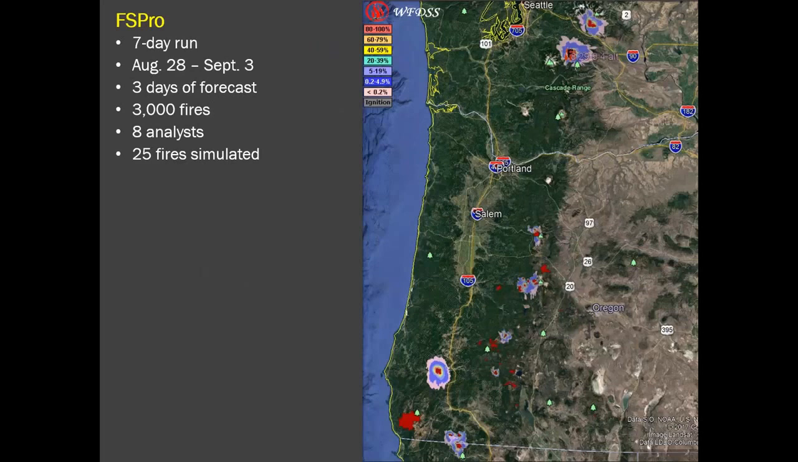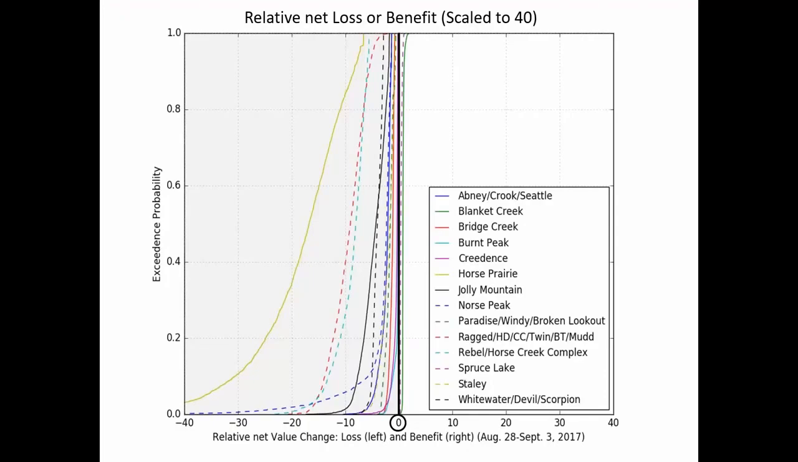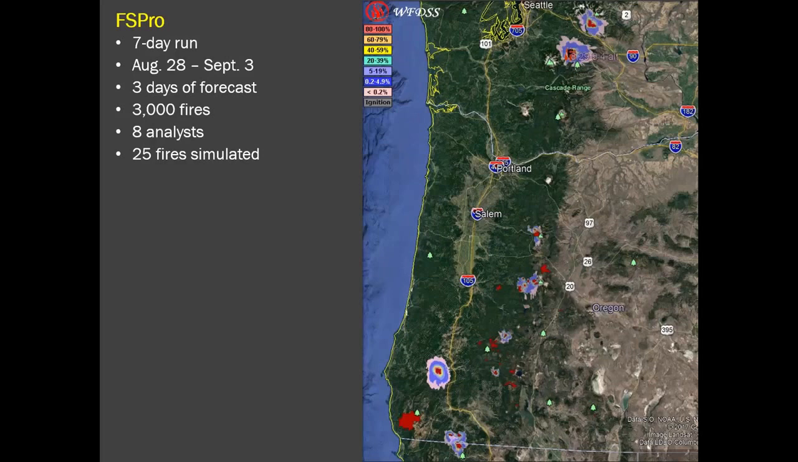So I wanted to give you a couple other quick examples. This one is earlier, August 28th to the 3rd. It's 7 days instead of 10. 3 days of forecast, 3,000 fires, and about 8 analysts. So this one, there was a fire called Horse Prairie that was more on state lands. They're very concerned about the WUI and concerned about timber values there, as well as there's some teeny wildlife habitat. And so you can see when it's scaled like this, that fire clearly separates itself from the other fires. If you look back in the screen, you can see Horse Prairie's the FS Pro run down in the southwest.